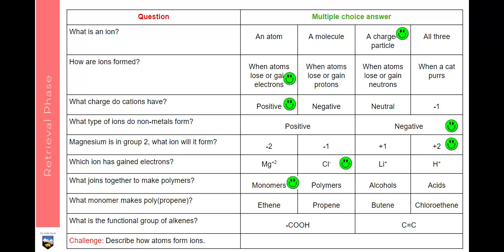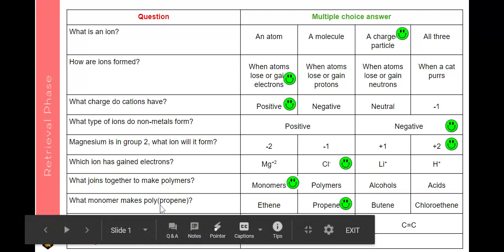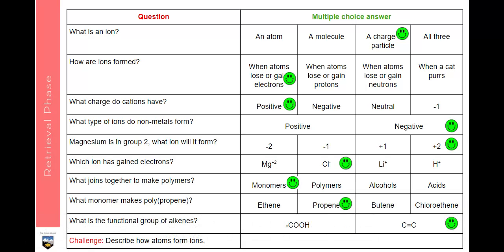Monomers make polymers. Propene makes polypropene. Remember, we just take the poly away to find the monomer used to make this polymer. The functional group for an alkene is your carbon-to-carbon double bond.